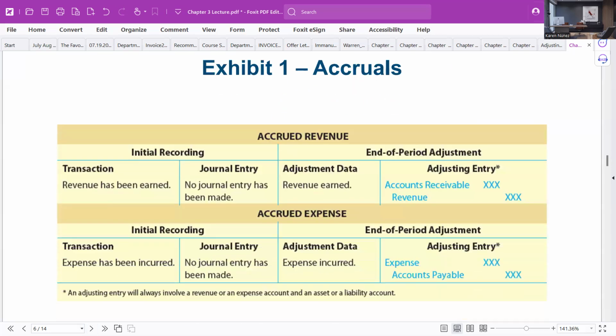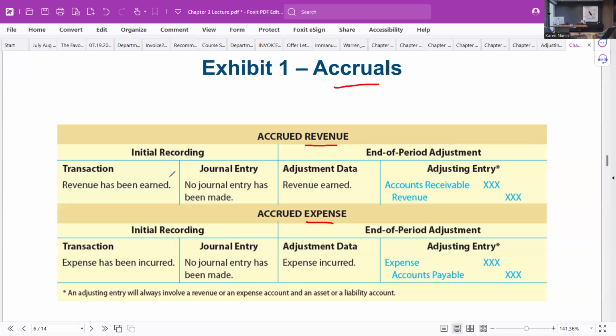Let's talk about the kinds of adjusting entries that we're going to be using. There are basically three kinds of adjusting entries. The first thing we're going to look at is the accruals. Accruals mean that we have to accrue the revenue, which is revenue that we've earned that hasn't been recorded. We've got to accrue the expense, which means we've got an expense that hasn't been recorded. So basically, accruals are things that we've got to record that haven't been recorded, like the revenue and the expense.